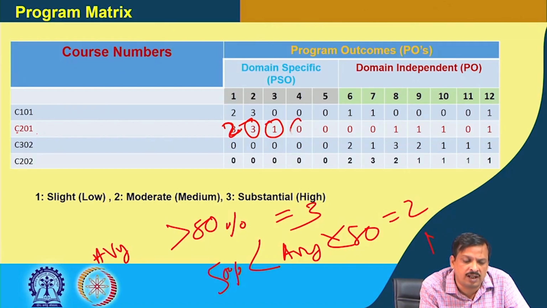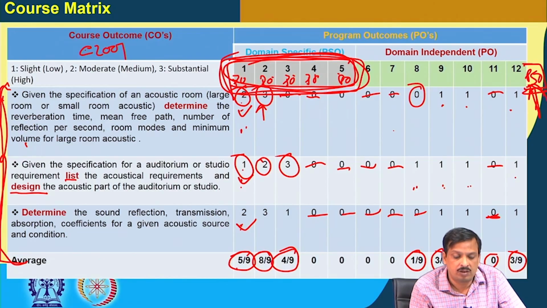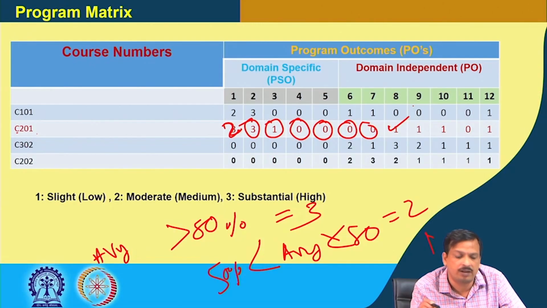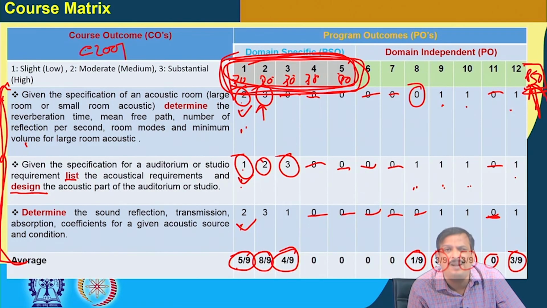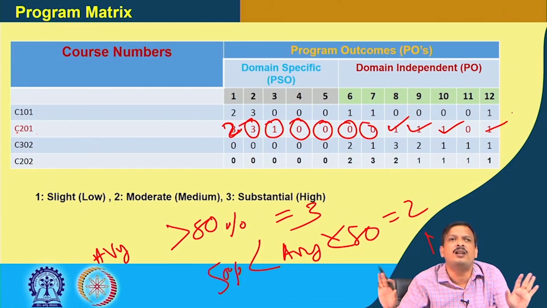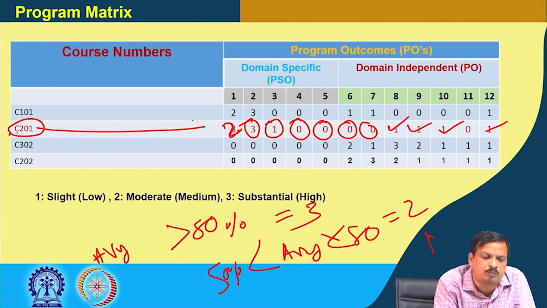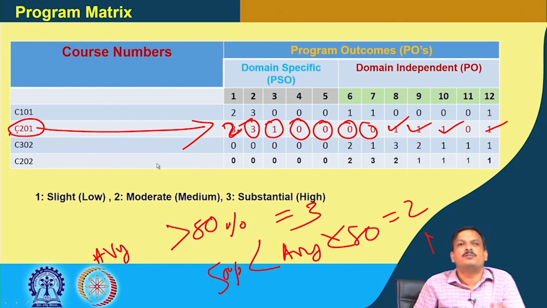This, no, nothing is there, 0, 0, 0, 0. So, this may not be matching this, then again 1. 1 by 9, above 10%, let us say 1. 3 by 9, above 30%, below 50%, 1, 1, 1. So, I develop the contribution of this course towards the PO I have developed.